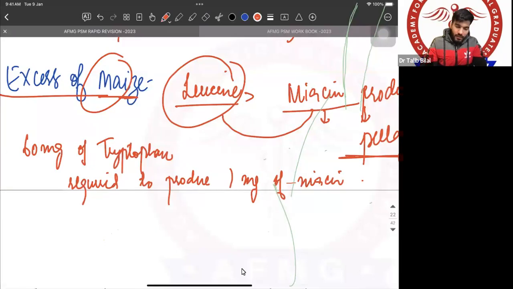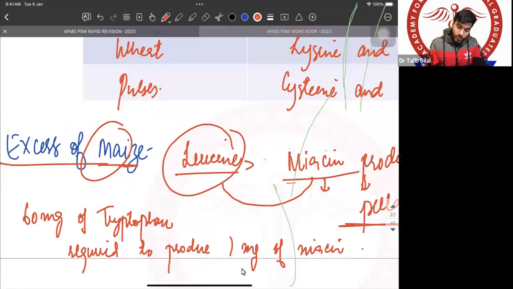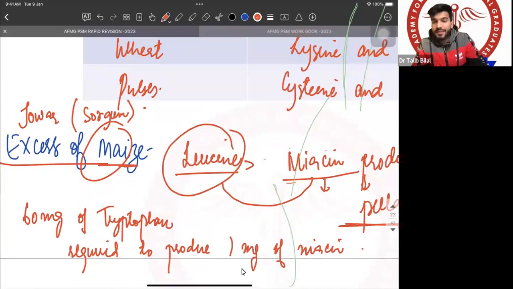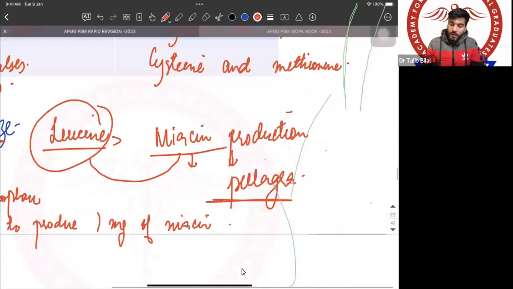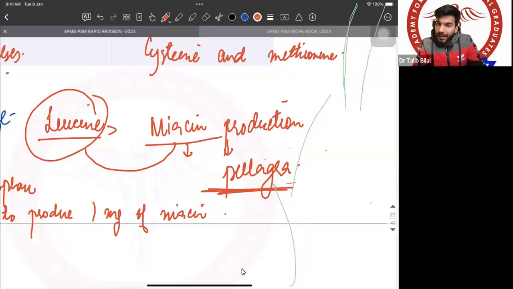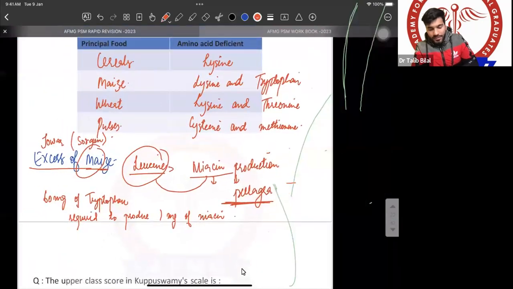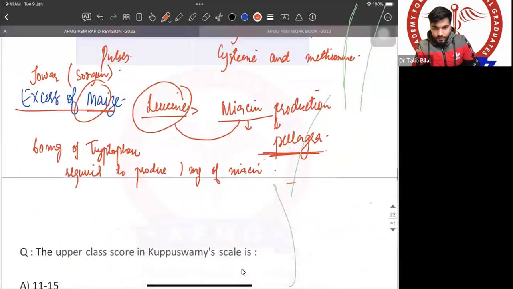Remember that. Even excessive jowar, sorghum as you call it, has excessive leucine. Excess leucine will interfere with the production of niacin via tryptophan, and the patient can have niacin deficiency causing pellagra-like symptoms. Are you getting my point? Understood, guys, this concept? In case a twisted question comes, you just remember this much, that is enough.